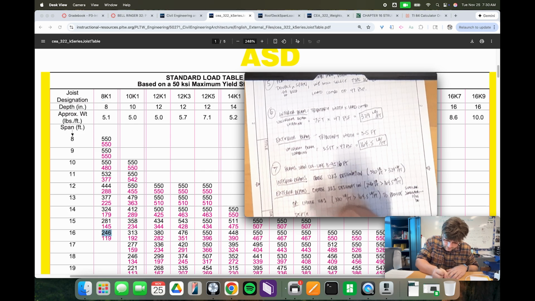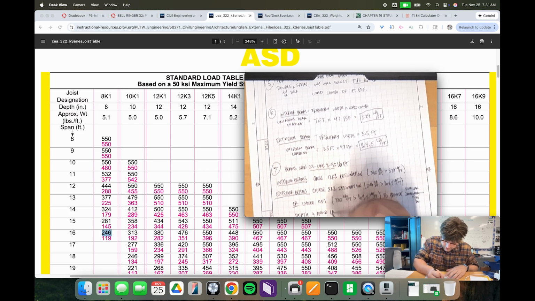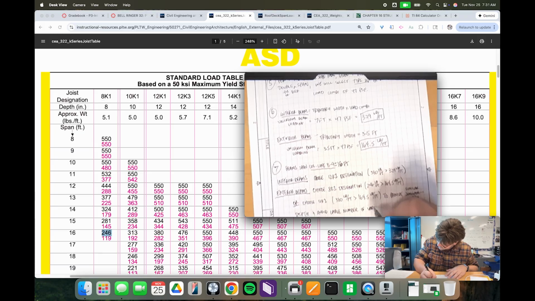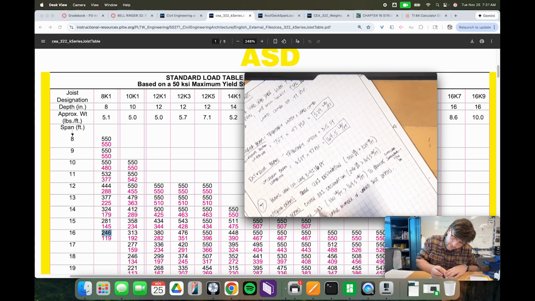So, similar depth and avoid a large number of varied joist depths, right? So I'm going to say that we're actually going to choose 12K1 for this one and also for this guy. So we're going to remain consistent with that.